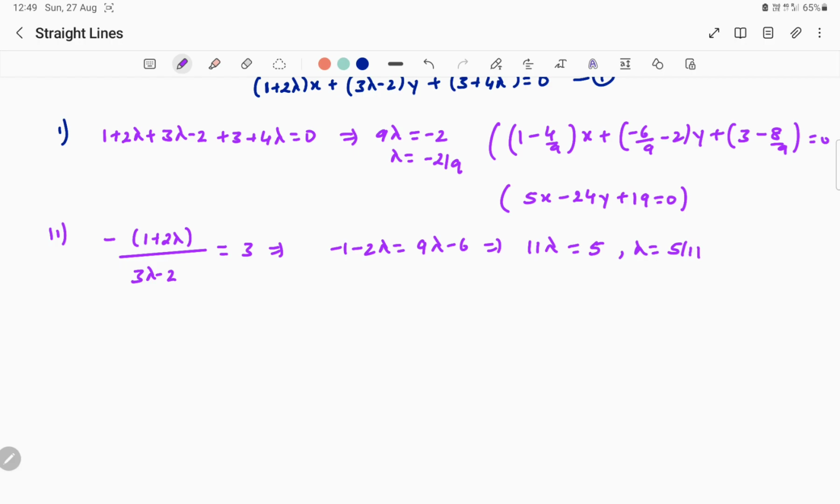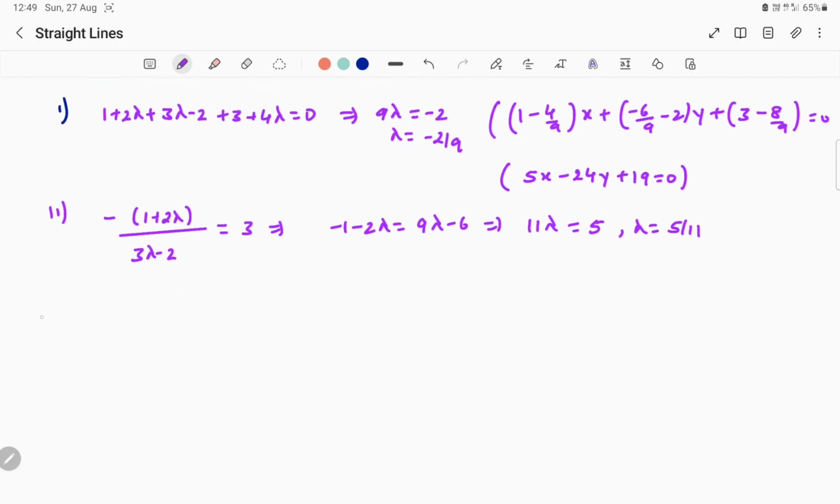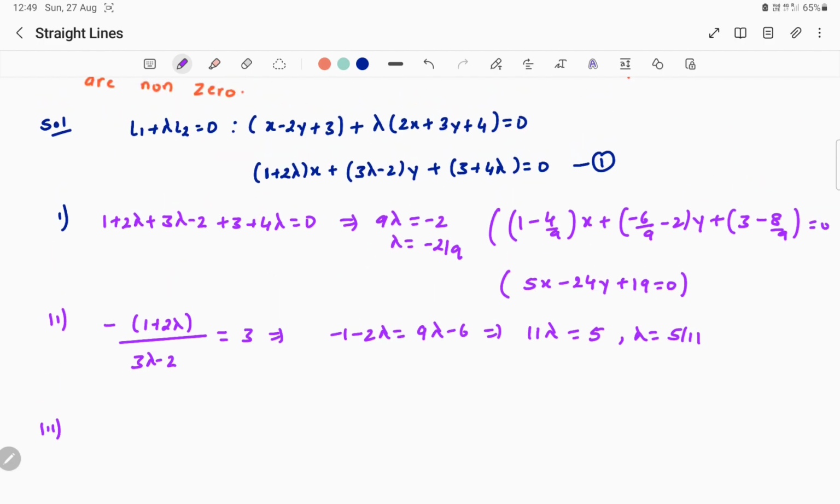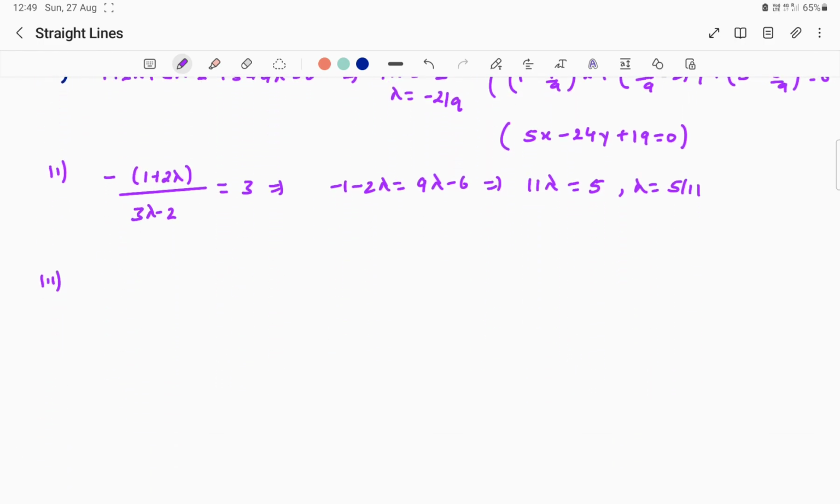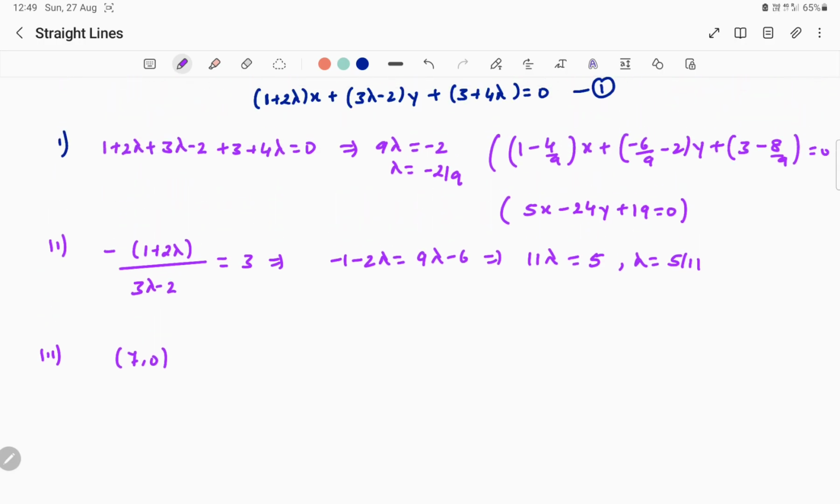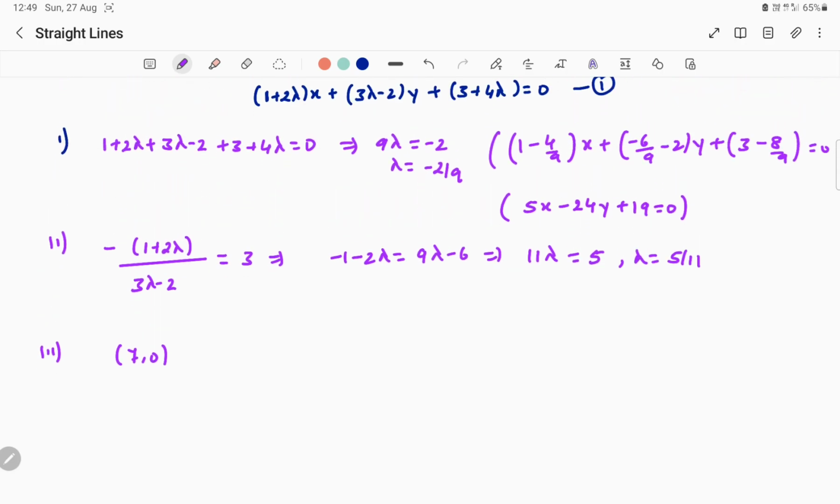So similarly, substitute this 5 by 11 in the original equation, you can get the result from there. So this calculation I'm leaving for you. Third part is, which has x-intercept 7. When somebody says that x-intercept is 7, indirectly they are telling that it is passing through the point (7, 0). So substitute this (7, 0) in that original equation.